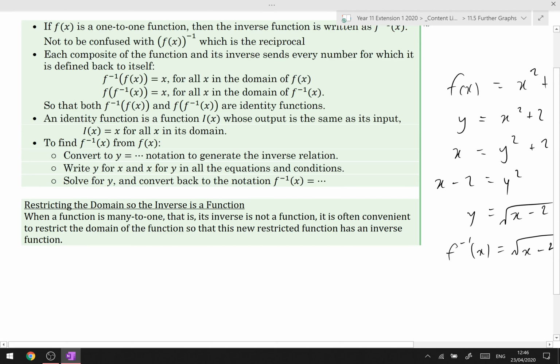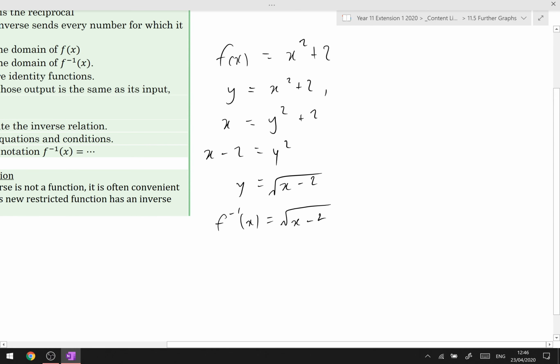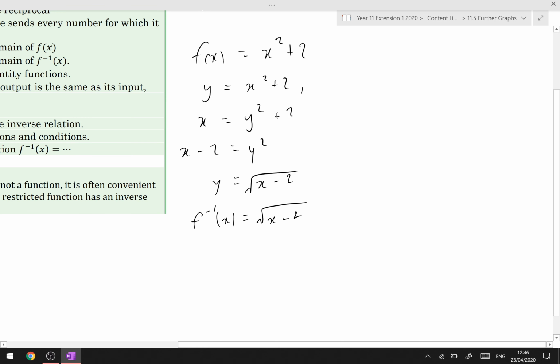So sometimes when a function is many to one, that is, the inverse is not a function, it is often convenient to restrict the domain of the function so that the new restricted function has an inverse. So just as a quick example of that, let's say you had a circle, so x squared plus y squared is equal to 4. Okay, so this is a circle with radius 2 around the center. If you replace the x's with the y's in this one, you get y squared plus x squared is equal to 4. So the inverse is the exact same as the original function, because you just rearranged it.